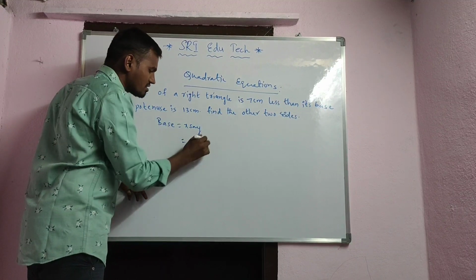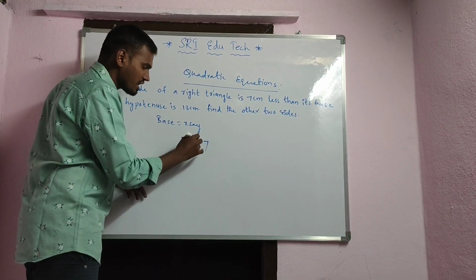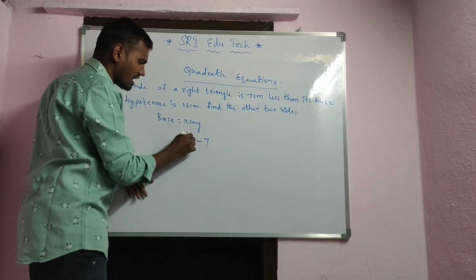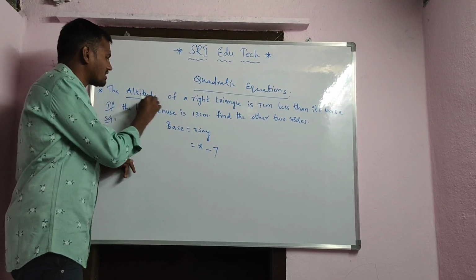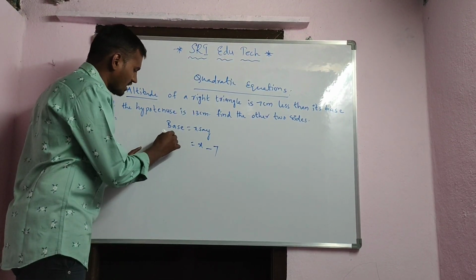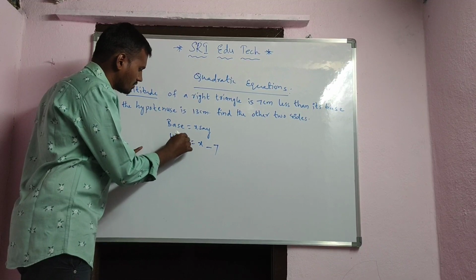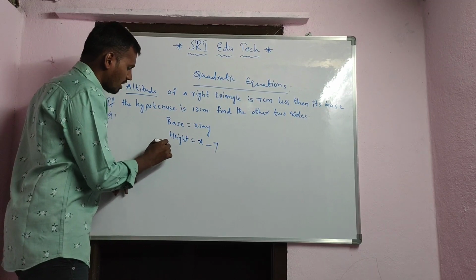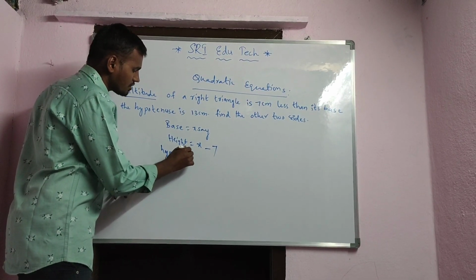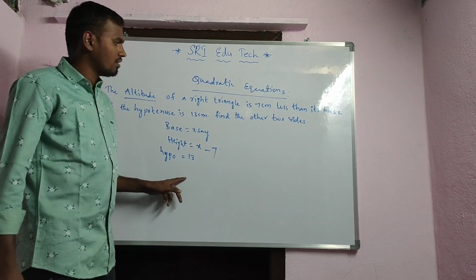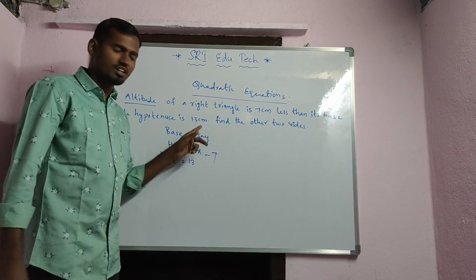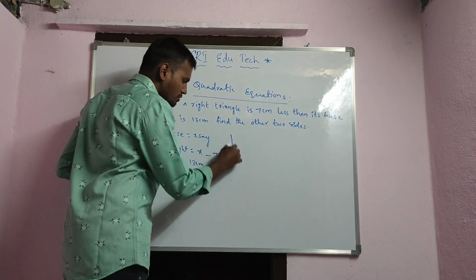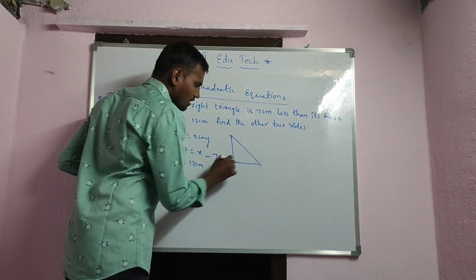Okay, let's see. 7 less than means minus. Which one is it less than? Base. What is base? x. Altitude is nothing but height. Okay? Then height is equal to x minus 7. Right? And the remaining, given hypotenuse is equal to how much? 13 given. Hypotenuse is 13 centimeters. Okay? Right? So these three you have to substitute in the right angle triangle ABC.